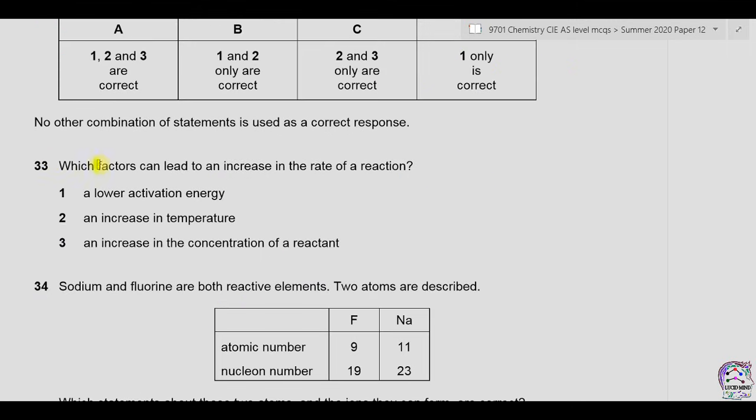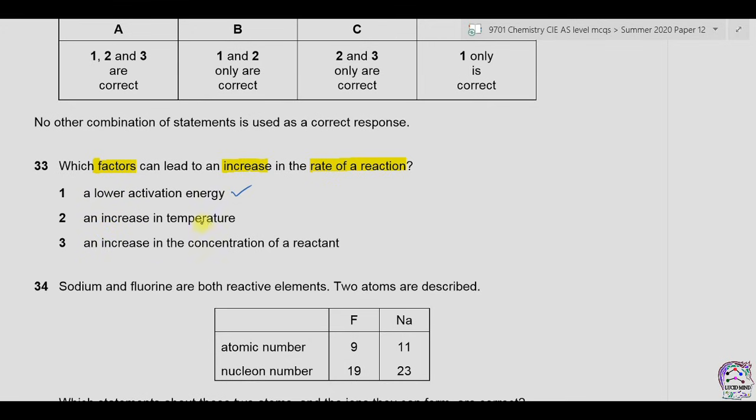Question 33. Which factors can lead to an increase in the rate of a reaction? 1. A lower activation energy. Now we know that whenever activation energy is low, the reactants can easily convert into the product, so therefore the rate of reaction increases. Also we can lower activation energy by the addition of a catalyst, so this is true.